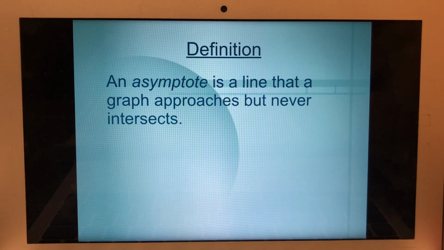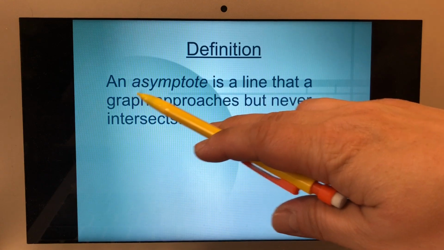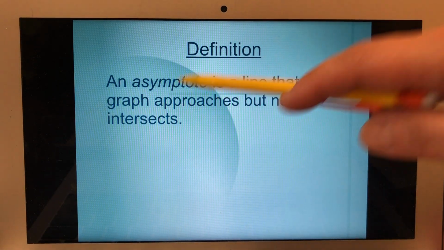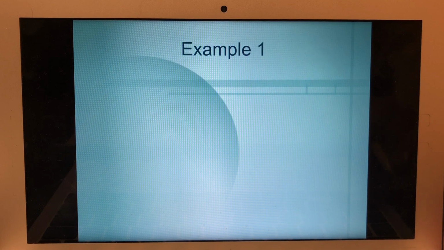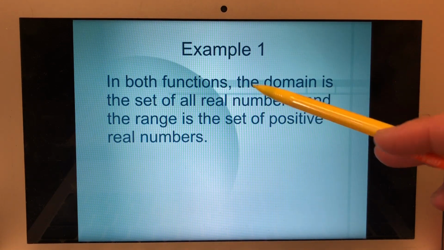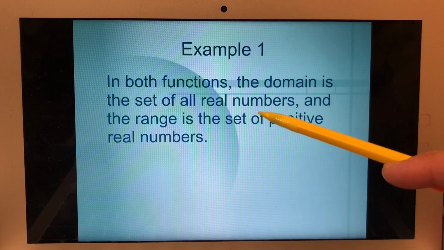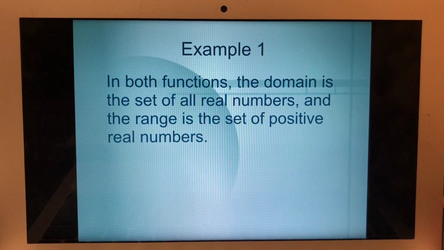Now, an asymptote, you would pronounce this an asymptote. You don't pronounce the P there. An asymptote is a line that a graph approaches but never intersects. So, in example 1, the two graphs that we saw earlier, both functions, the domain is the set of real numbers, and the range is a set of positive real numbers.